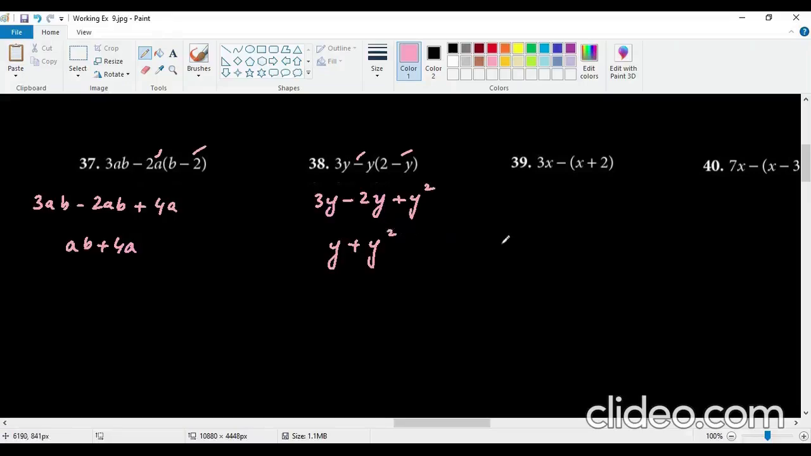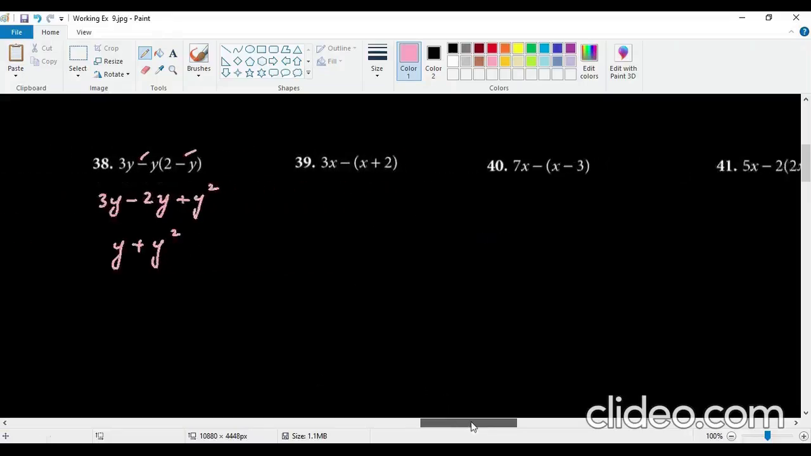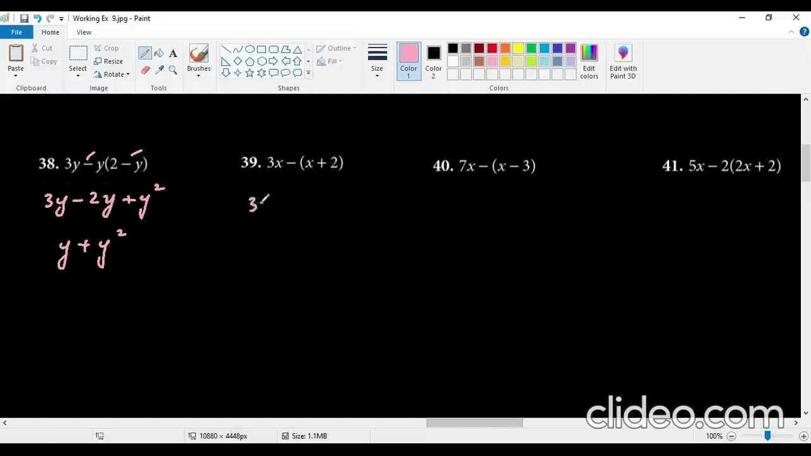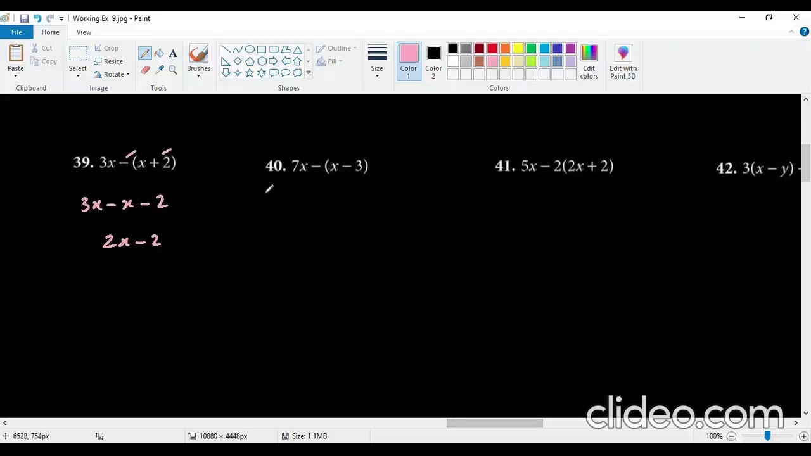For 39, it's going to be 3x minus x, and minus plus is a minus 2, and that means 3 minus 1 is going to give you a 2x minus 2 as an answer for question number 39. When it comes to 40, it's going to be 7x minus x and plus 3 only, and 7 minus 1 is going to give you a 6x plus 3 as an answer for question number 40.